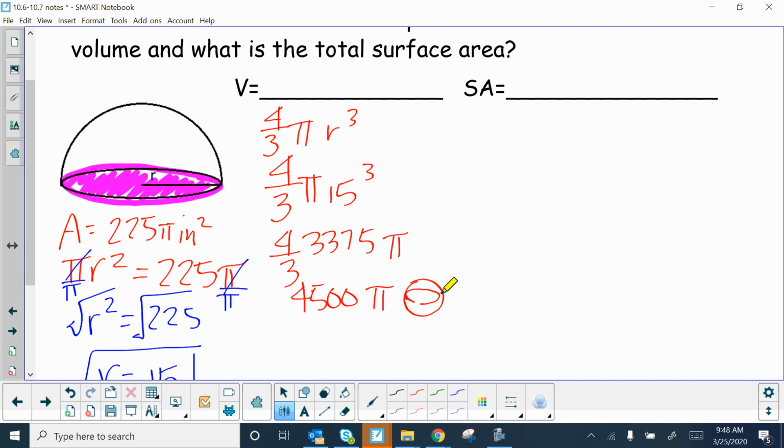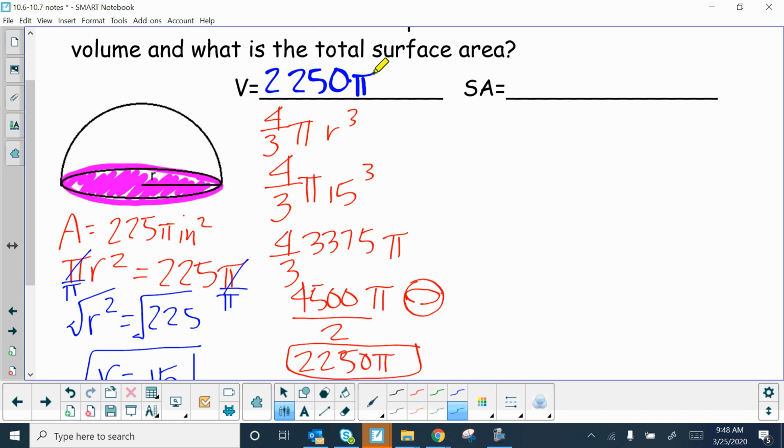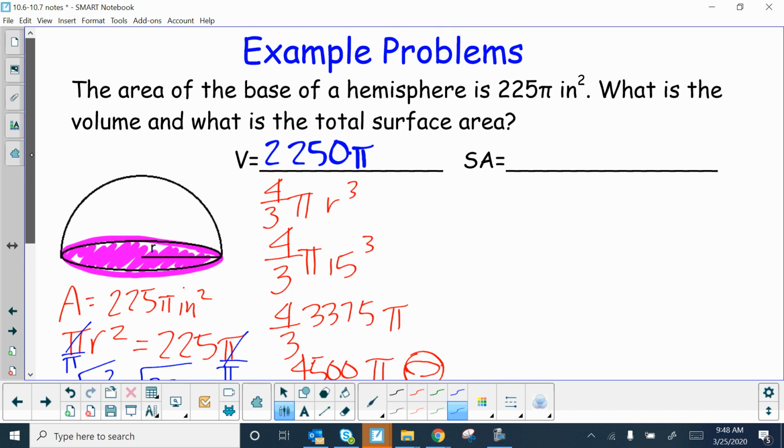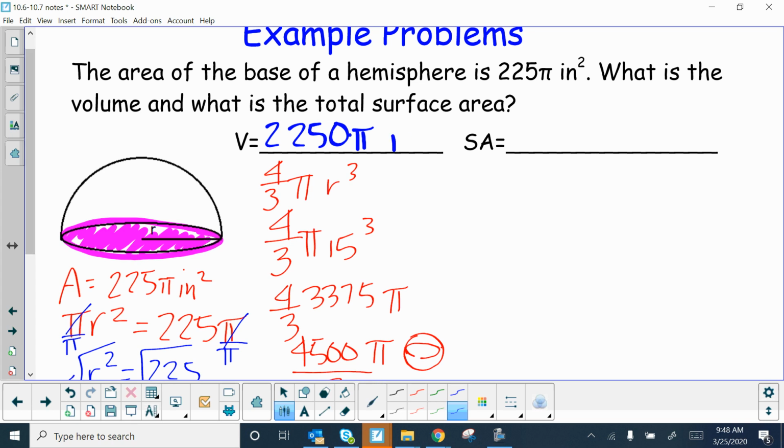So I don't want a full sphere, I want only half of a sphere. So I'm going to divide it by 2. So 4,500 divided by 2 is 2,250 pi. Again, I like to leave my answer in terms of pi. And do we have any units here? Forgot to check that. Inches cubed. All right, so there's the volume of this hemisphere.